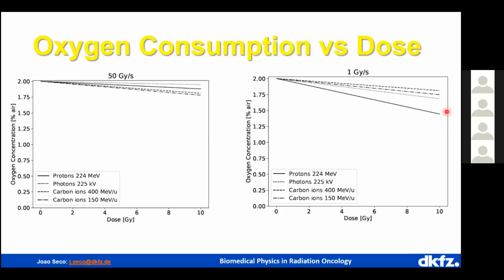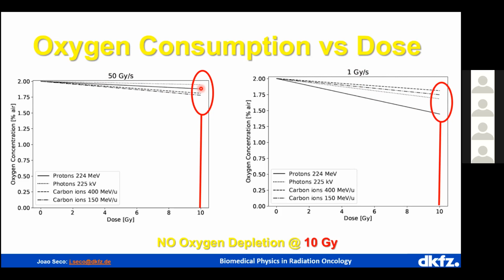Here is the black line, which represents protons. If I deliver at 1 gray per second, which is close to standard dose rates, I deplete 0.5% of oxygen. But if I deliver the protons at a much higher rate, I deplete less oxygen. So oxygen is not depleted during flash was the immediate conclusion from this work. We were able to prove that oxygen depletion does not occur. In fact, the oxygen that is there during flash doesn't go away. So there is no oxygen depletion for a delivery of 10 gray, and in fact there is more oxygen present than at normal rates.